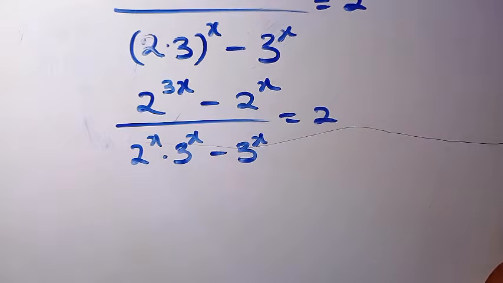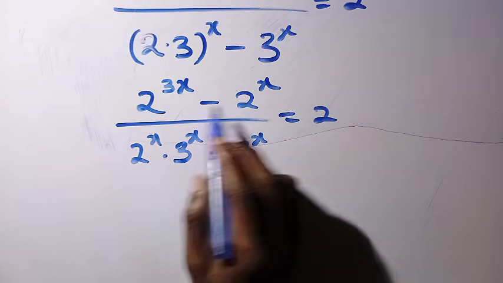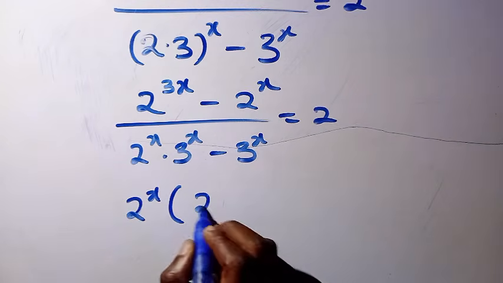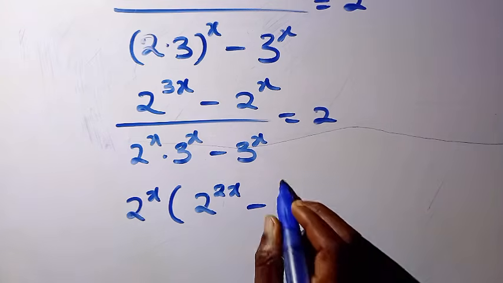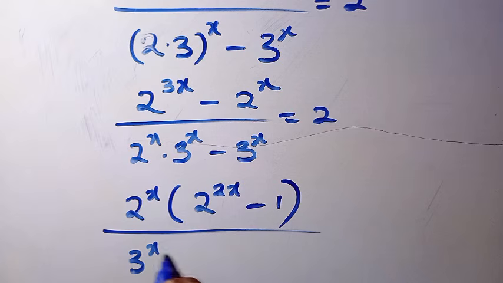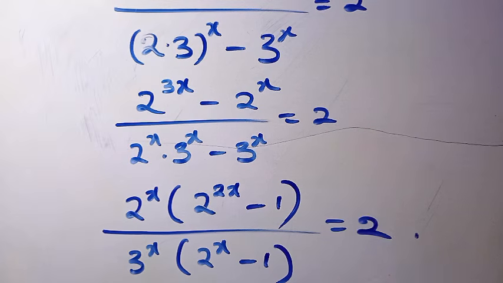And we can factor out what is common, which is 2 raised to power x at the numerator. So if I take out 2 raised to power x, in the bracket we have 2 raised to power 2x minus 1. And also divided by, we take out 3 raised to power x here, so we have 2 raised to power x minus 1, everything equals 2.